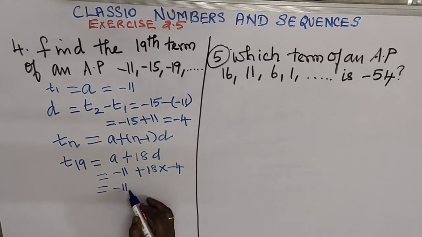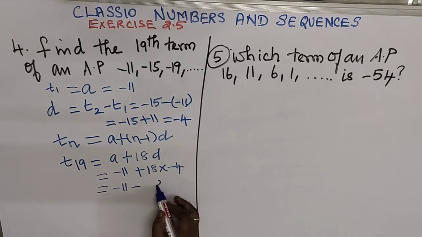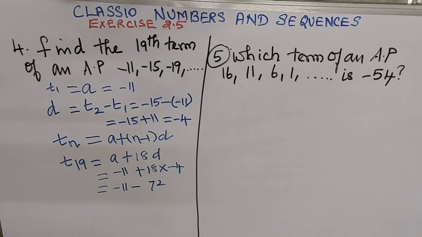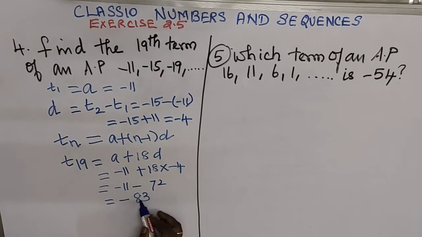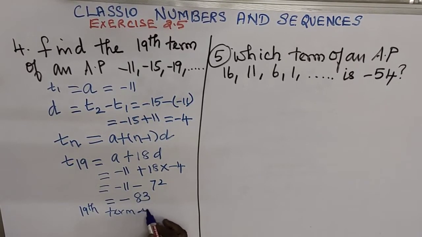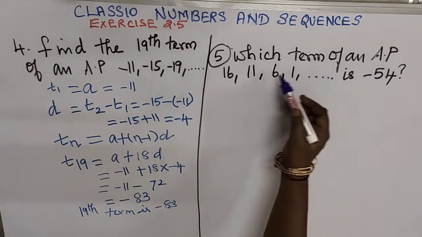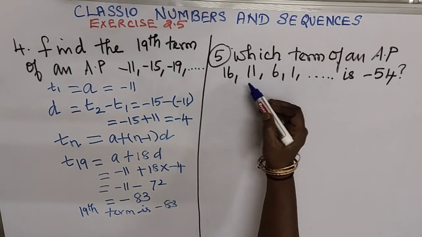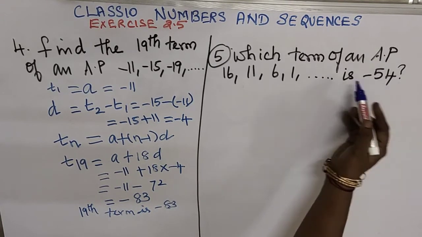So minus 11 plus 18 into minus 4, that is minus 72. So that is equal to minus 83. So the 19th term is minus 83. Fifth sum, which term of the AP 16, 11, 6, 1 is minus 54.